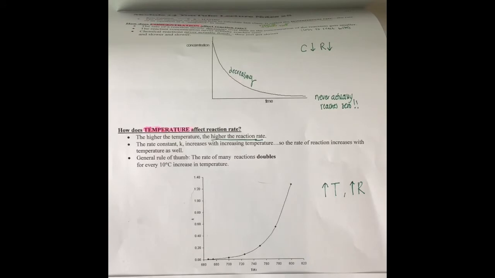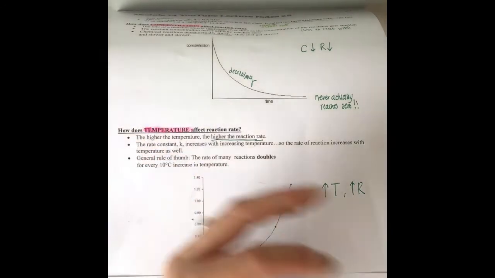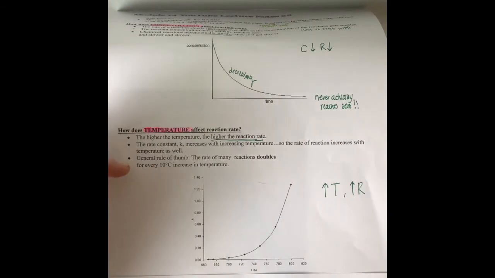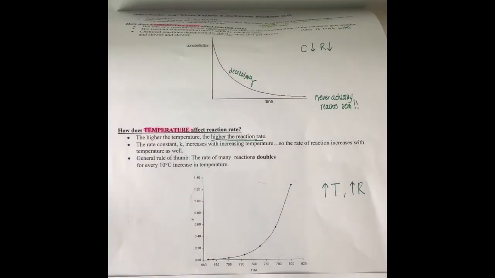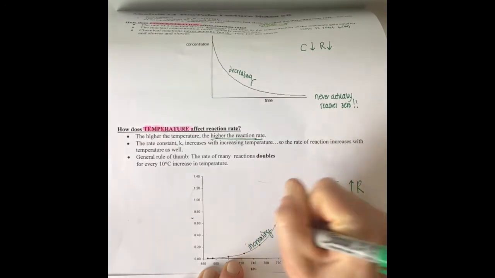Okay? And so a couple things that you probably saw in your book, but the rate constant also increases with temperature. And since that's part of our equation for calculating rate, when k goes up, well, the rate goes up as well. And then they noted a general rule of thumb that for about every 10 degrees increase in temperature, the reaction rate doubles. So temperature has a huge effect on the rate of reaction. So this one you need to know is increasing.